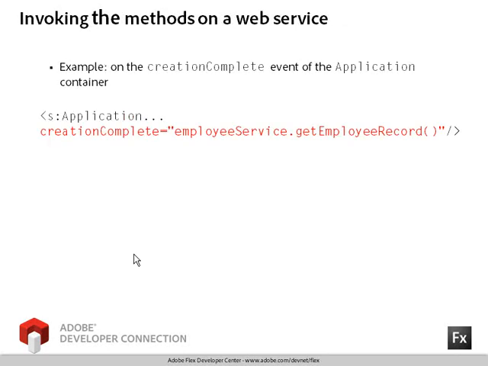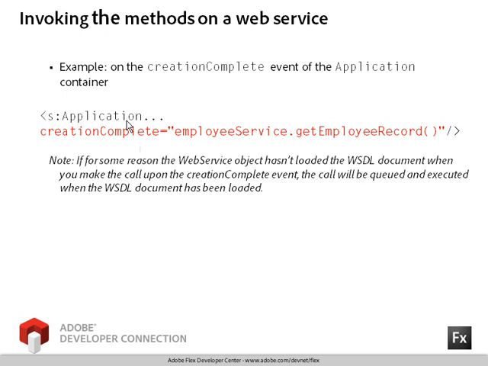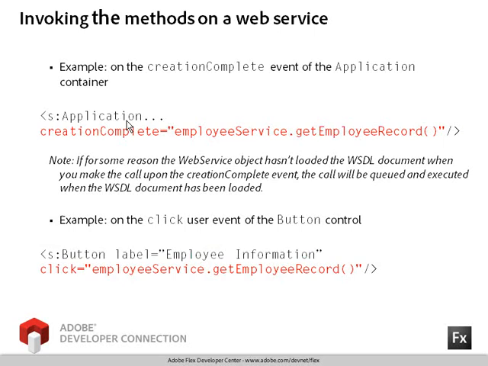This example invokes the operation on the creationComplete event of the application container. Note that if the web service object has not loaded the WSDL document by the time the creationComplete event is dispatched, then the call will be queued and executed when the WSDL has loaded. This last example demonstrates the service method being called on the click event of a button instance.